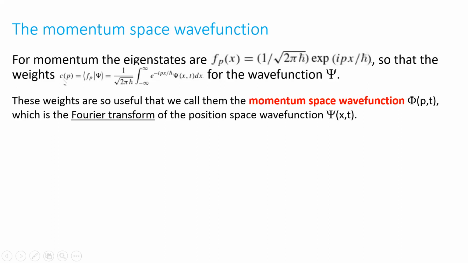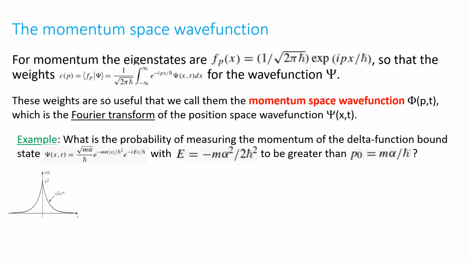So these weights, these C_p, are so useful that we give them a special name and a special function. We call them the momentum space wave function, phi of p and t. And as we can see, C of p, which is phi of p and t, we're just giving it that name, is the Fourier transform of the position wave function psi of x and t. This is the formula for the Fourier transform here.